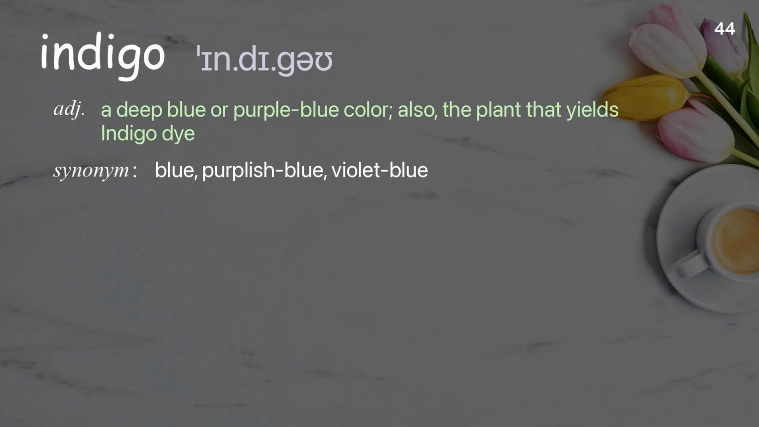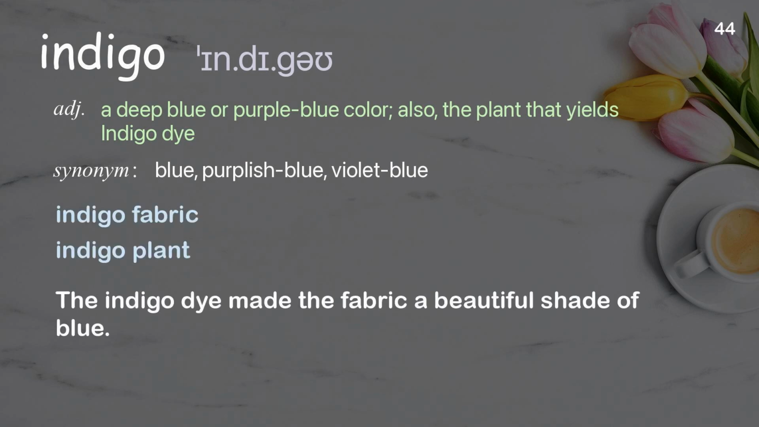Indigo. A deep blue or purple blue color, also, the plant that yields indigo dye. Examples: Indigo fabric. Indigo plant. The indigo dye made the fabric a beautiful shade of blue.